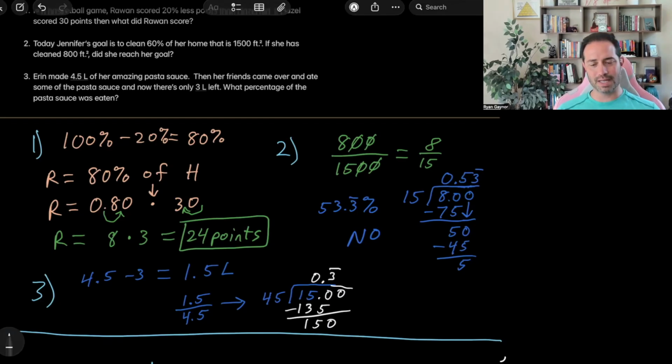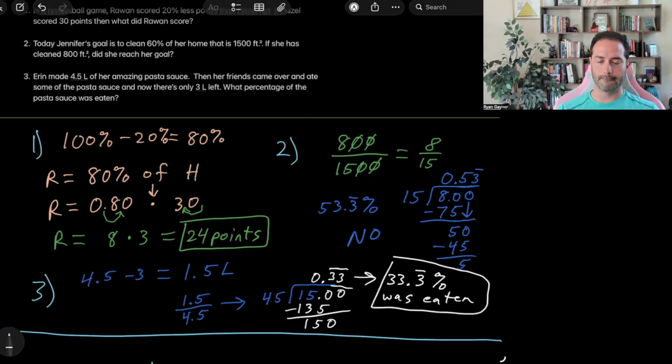So what percentage of the pasta sauce was eaten? Well, we have our decimal, right? We can put another 3 there if you want. So decimal to percent, we multiply by 100. Remember, the 3's repeating, so it goes forever. So if I go 2 places to the right, it's going to say 33 point, and then there's going to be another 3 repeating percent was eaten. Okay, so the important thing to remember here is that percents can also have decimals. They can also have repeating decimals.